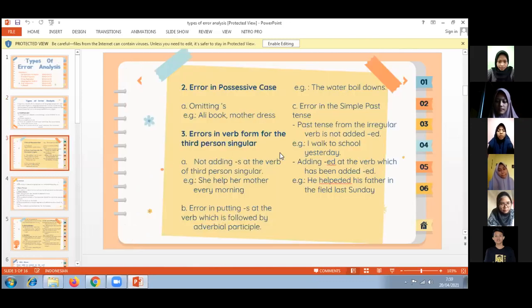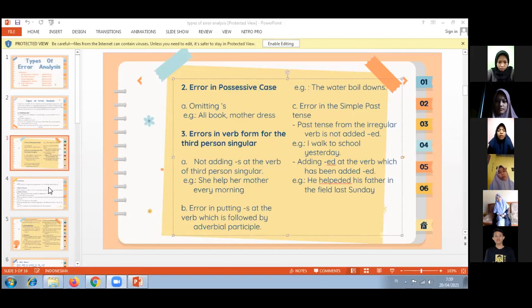The second is error in case. A. Omitting 's. Example: Ali book, mother dress. The third is error in the verb form for the third person singular. A. Not adding s to the verb of third person singular. Example: she helped her mother every morning. B. Error in putting s at the verb which is followed by an adverbial particle. Example: the water boiled downs.